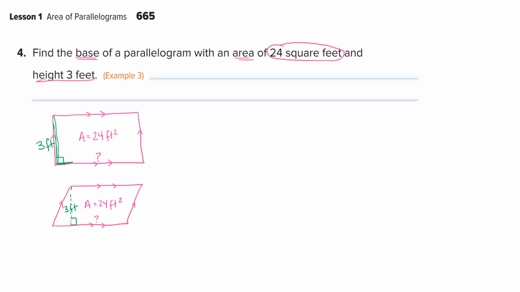Now, let's take a look at our formula. Area equals the base times the height. We were given the area. The area is 24 feet squared. The base we don't know. That's what we're solving for. And the height we were given, and that's 3 feet.